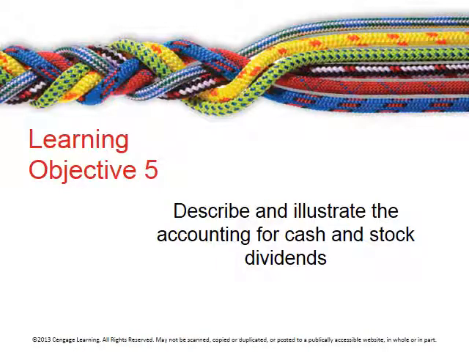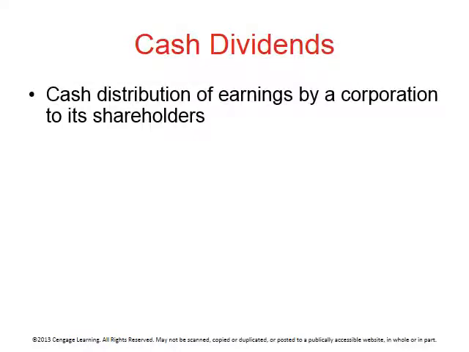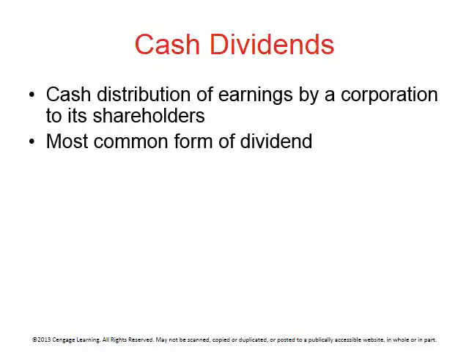So let's take a look at the accounting for dividends. A cash dividend is the distribution of earnings by a corporation to its shareholders. So if you own a share of stock in, say, Apple, and they issue a $2 per share dividend, then for every share you own, you get $2 of a cash dividend. And it's the most common form of a dividend because it's easy.